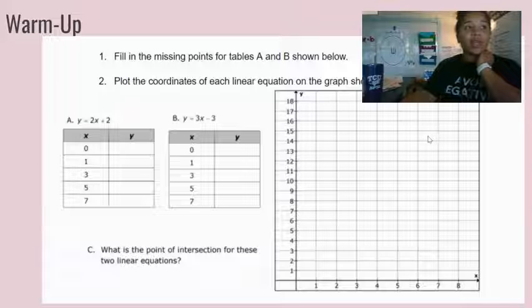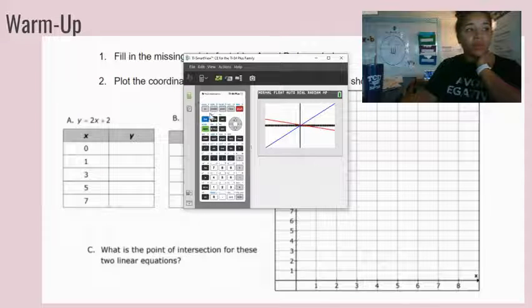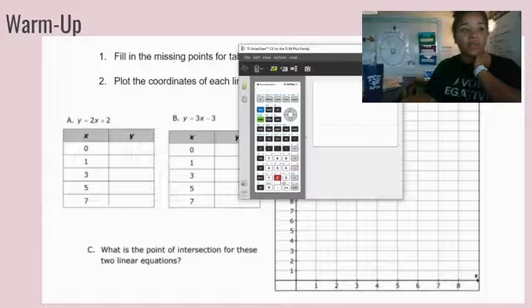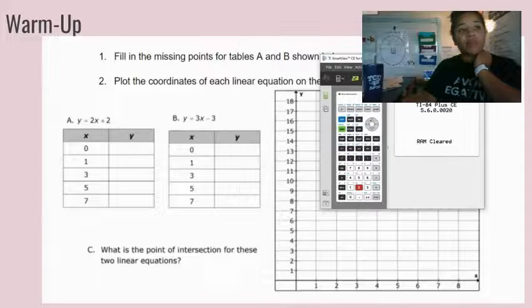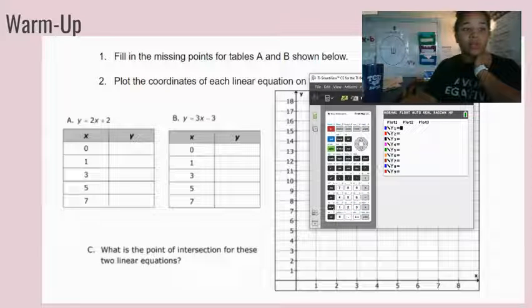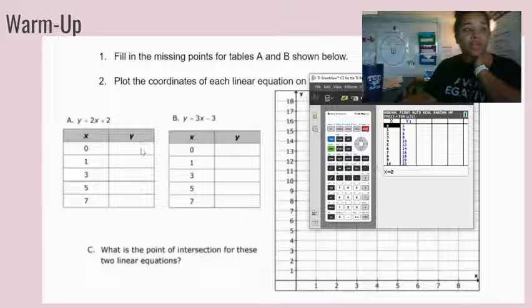Okay, so here, filling in the missing tables for A and B shown below. If I were to put this in my calculator, I'm going to first clear it out because I don't know what Algebra 1's been doing. So I would do second plus 7, 1, 2. And if I want to easily put a table in my calculator, I'm going to press y equals, type 2x plus 2, and then do second graph. Then here we can fill in the table.